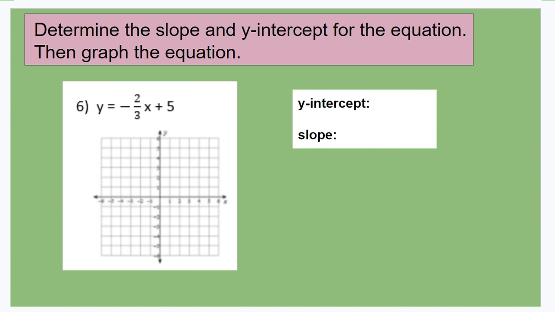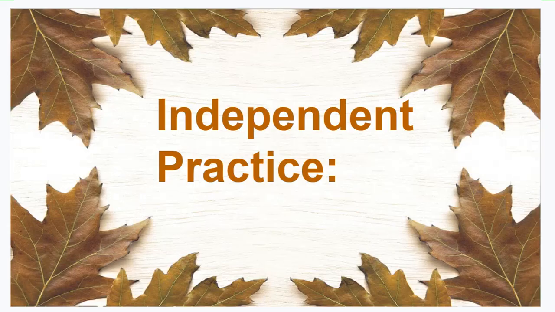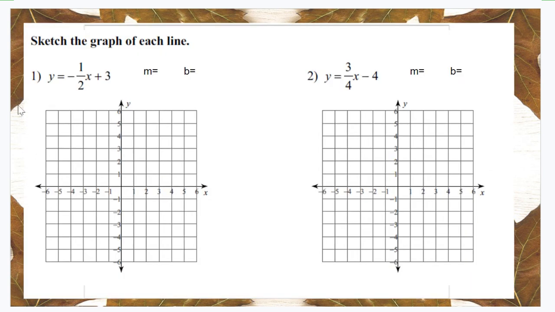All right, now it's your turn to practice. Let's look at your independent practice. I'm giving you an equation. You're to first identify m, the coefficient of x, and b, the y-intercept. Plot your y-intercept as 0, comma, whatever number it is. So in this first problem, it'd be 0, 3.